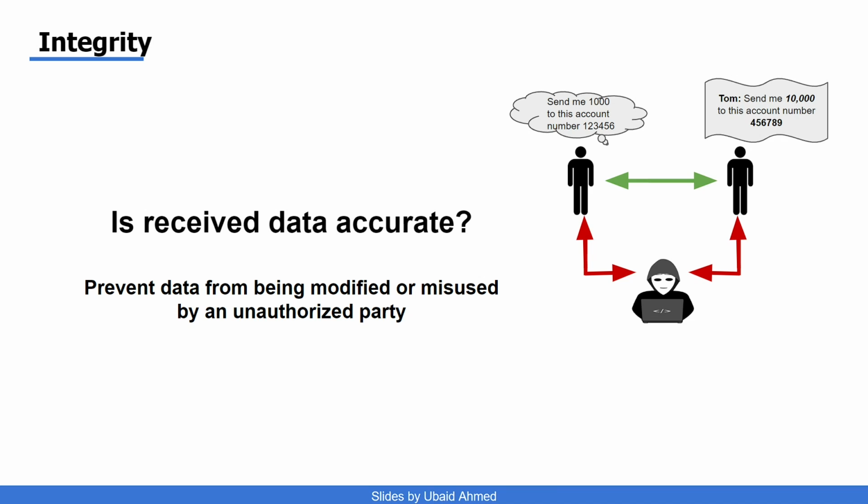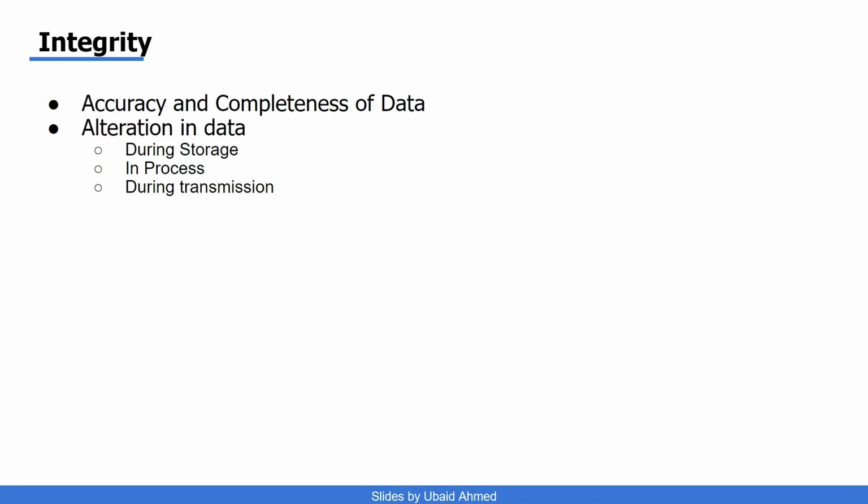This is what we look for while testing for integrity: we have to prevent data from being modified or misused by an unauthorized party. The data which the person is receiving must be accurate and complete, and there must not be any alteration of data during storage, in process, or during transmission.